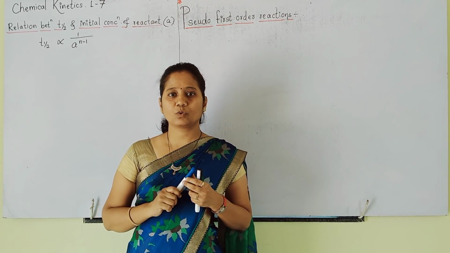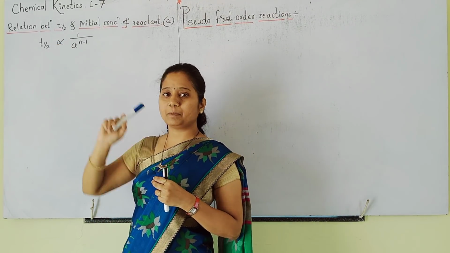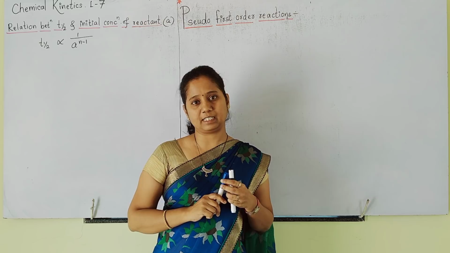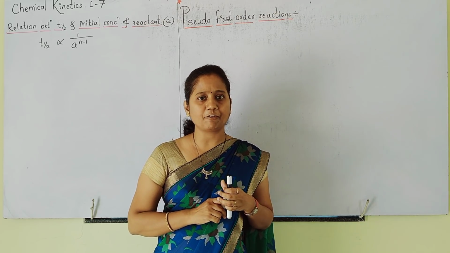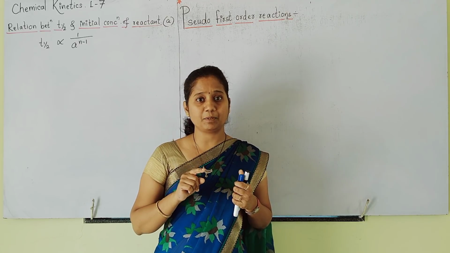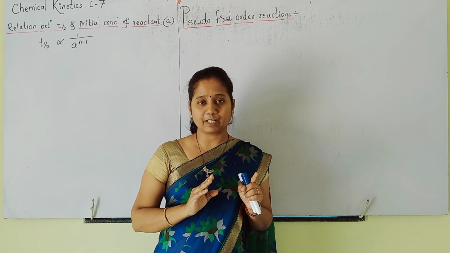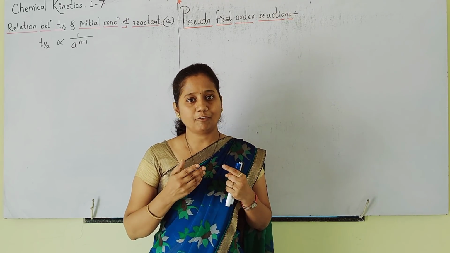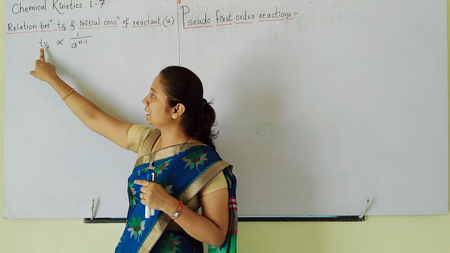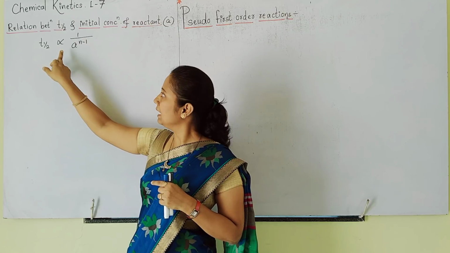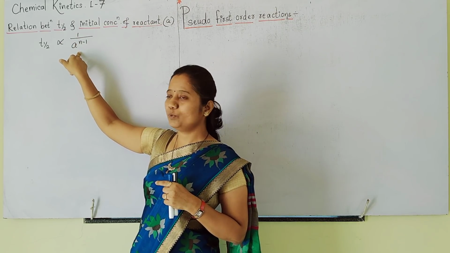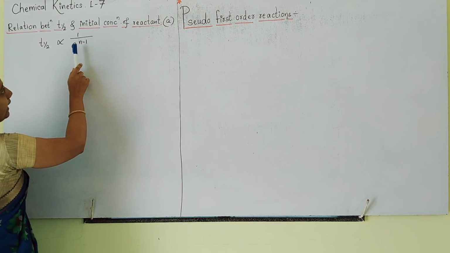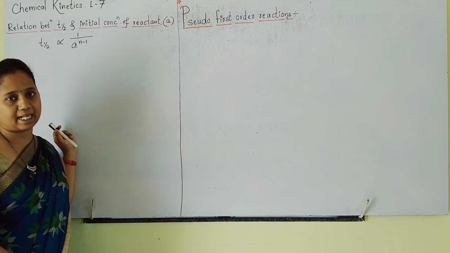Yes students. So see here, there is one formula by which we can relate half-life of a reaction and its initial concentration. Just now we derived only the relationship between half-life and initial concentration of that reaction for zero order and first order. So the common formula for all orders is given like this. Half-life of a reaction is inversely proportional to a raised to n minus 1. Okay students, here A is considered as initial concentration of reactant.